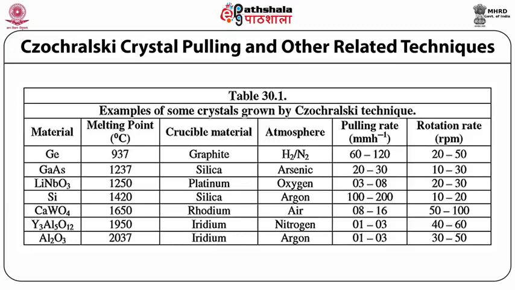For the growth of Al2O3, the melting point is 2037 degrees centigrade. The crucible material is iridium. The atmosphere maintained is argon. The pulling rate is maintained at 1 to 3 mm per hour, and the rotation rate is 30 to 50 rpm.